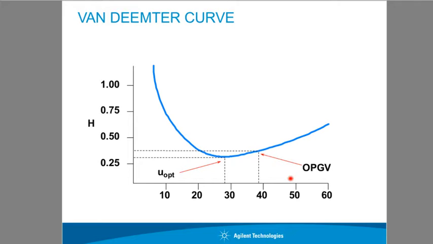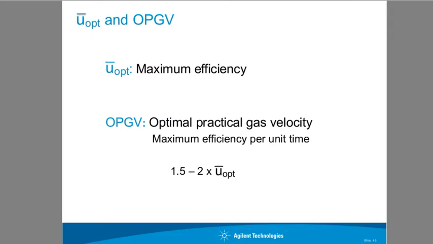And this is what we call our optimum practical gas velocity. So again, UOP, maximum efficiency, and then this is going to be our maximum efficiency per unit time. So we're really thinking about analysis time. And usually that is 1.5 to 2 times the optimum velocity for the carrier gas. So for helium, that's going to be 20 centimeters per second. So our optimum practical gas velocity is going to be roughly in the range between 20 to 40. But you can go faster than that, obviously.